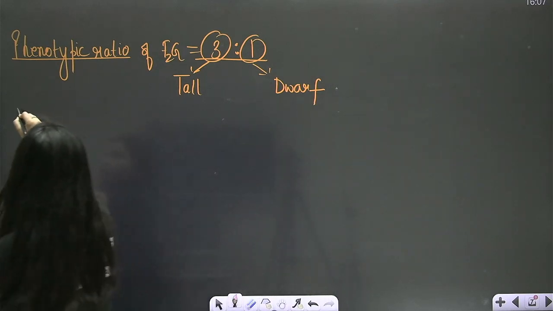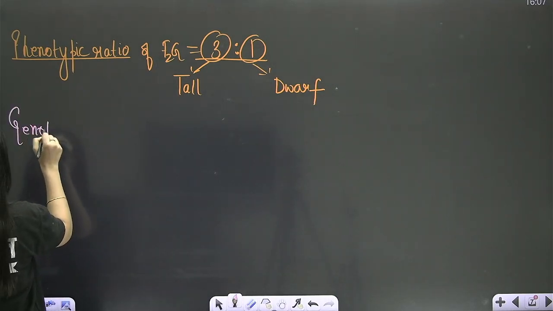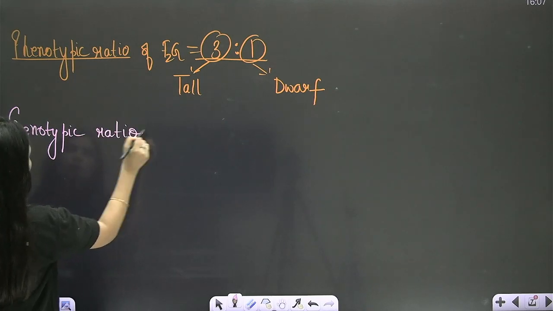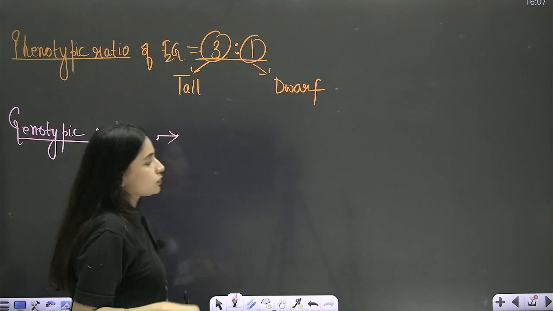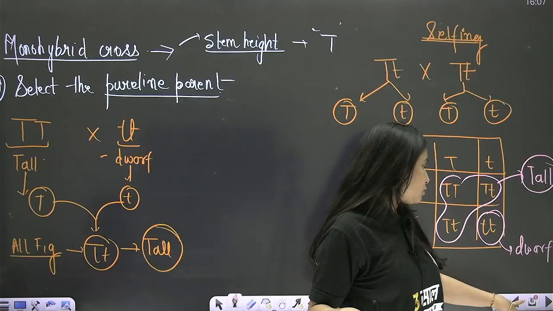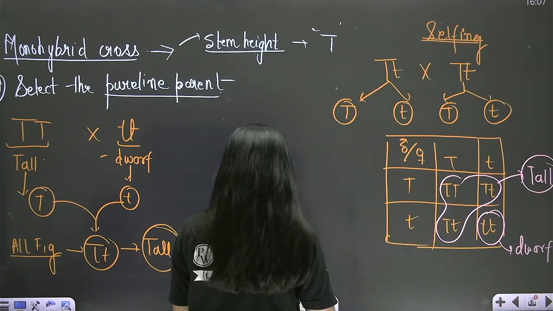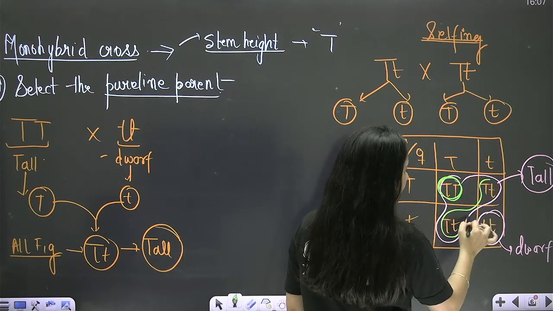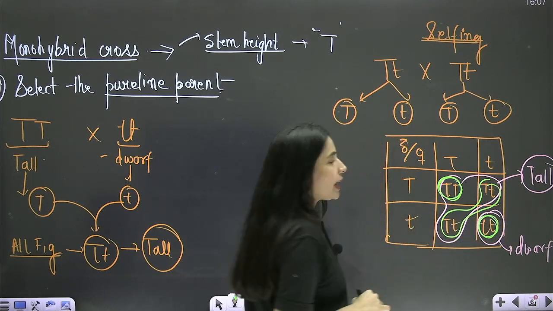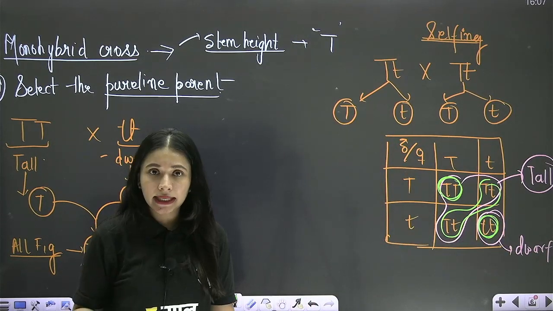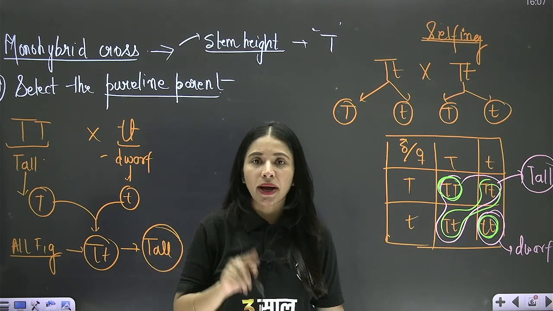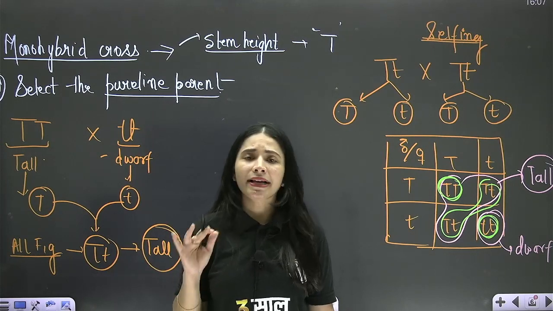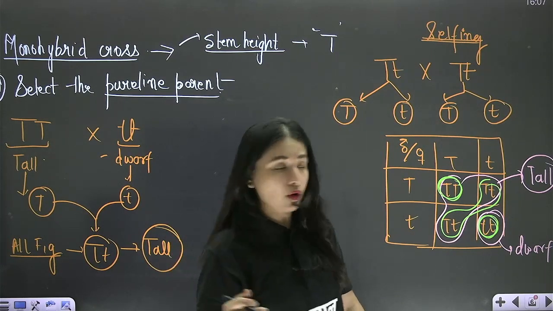Now, suppose you have to write the genotypic ratio for this, let's go back to the Punnett square and let's try to see. So how many are homozygous dominant? 1 homozygous dominant, 2 heterozygous dominant, and 1 homozygous recessive. So accordingly, the genotypic ratio will be 1:2:1. Mendel calculated this by simply performing a test cross, right?